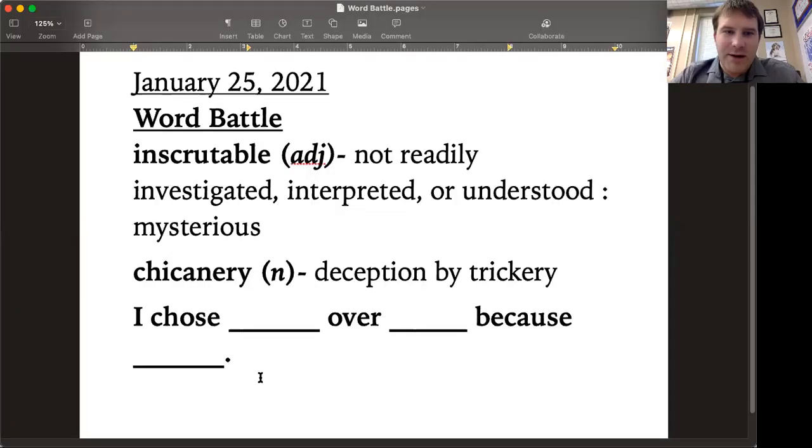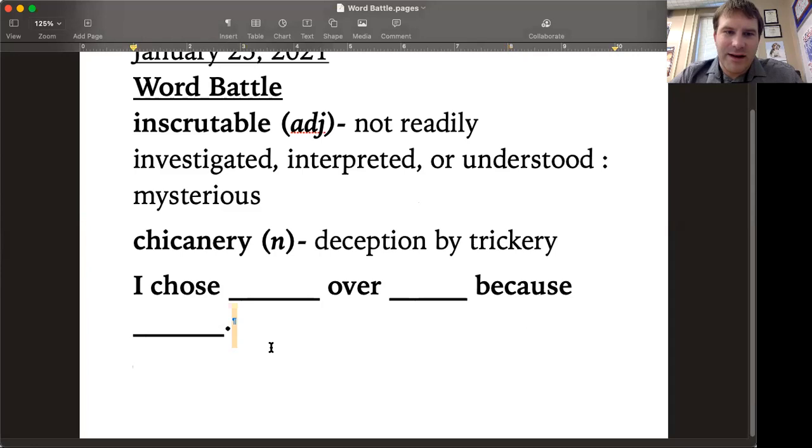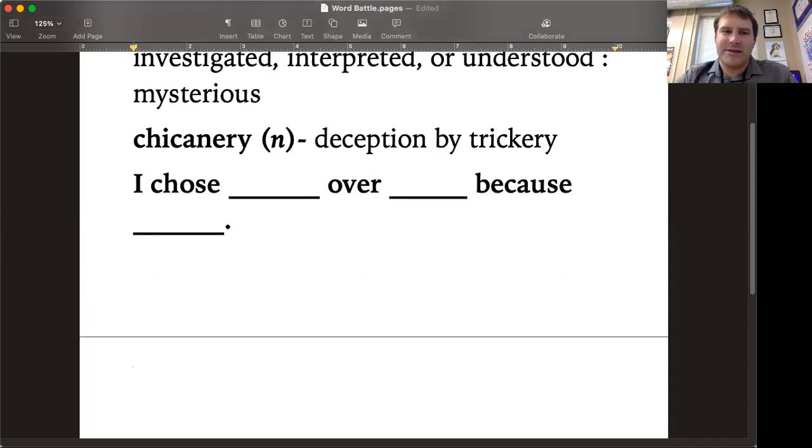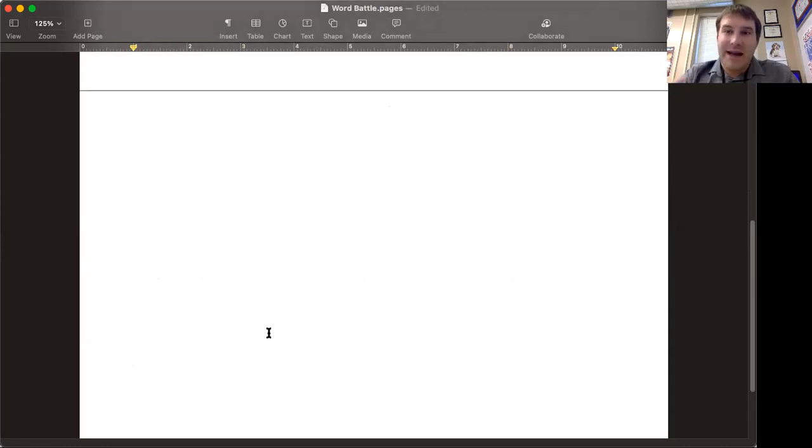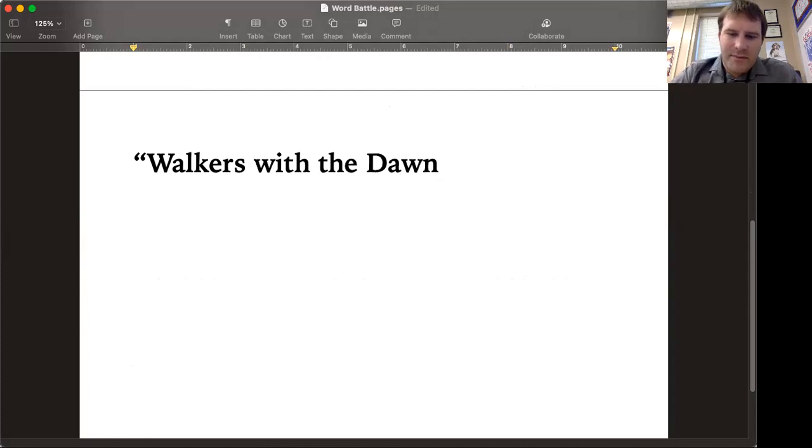In fact, here, I'm going to pull up Word Battle. Yeah, Word Battle will work. I'm going to pull up Word Battle, and I'm going to show you essentially what your thematic statements will look like. All of your thematic statements will start off somehow like this, and it's going to freeze. Sorry. There we go. So all of your thematic statements will be something along the lines of this. Walkers with the Dawn by Langston Hughes.